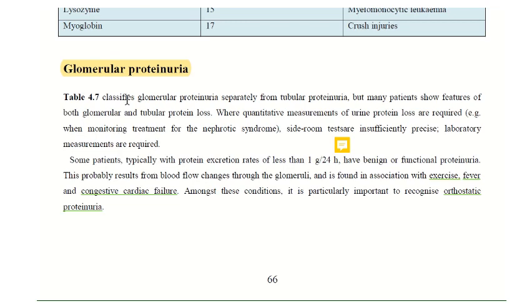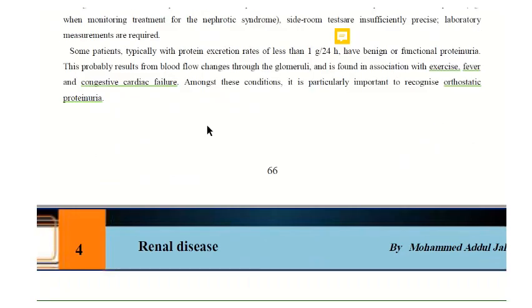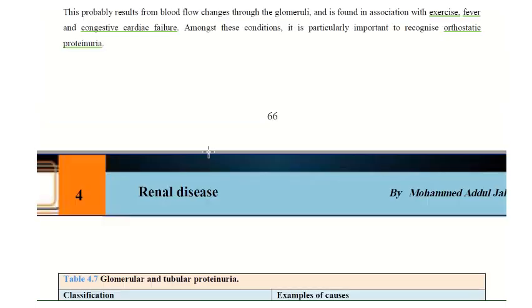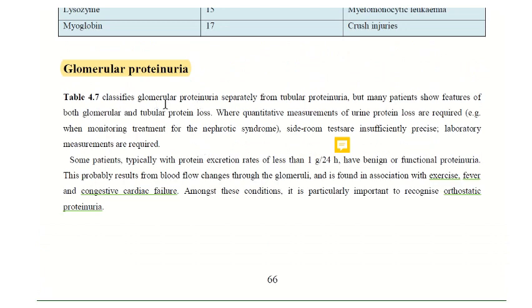بالنسبة للجلوميرولار proteinuria، Table 4-7 classifies the glomerular proteinuria separately from tubular proteinuria, but many patients show features of both glomerular and tubular protein loss. إذن هذا table سنتكلم عليه اللي هو يتكلم عن glomerular and tubular proteinuria. فهنا مصنف الجلوميرولار proteinuria بشكل منفصل عن الtubular proteinuria، ولكن many patients show features of both the glomerular and tubular protein loss, where quantitative measurements of urine protein loss are required.